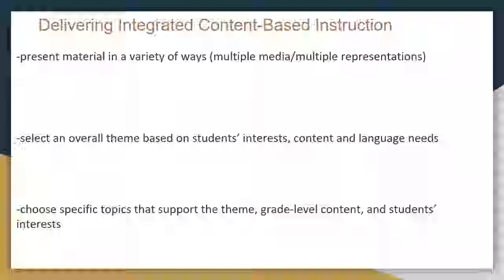Another common theme that we've talked about is that when picking theme-based lessons, try not to just assume, but try to interpret what your students' interests are. And based on students' interests, what kind of topics they're interested in, you connect those topics to the grade level content and also students' language needs.